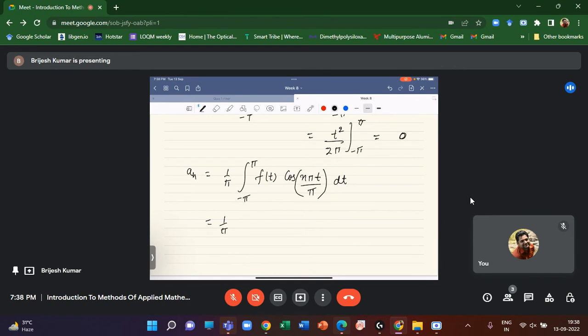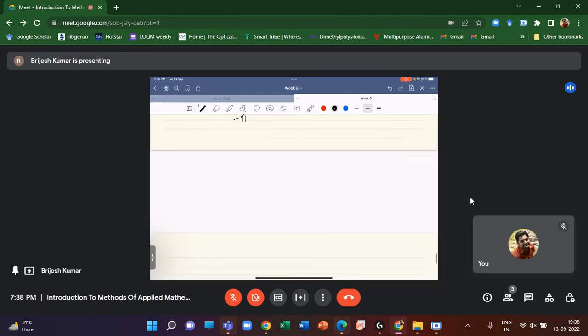So this will go 1 by pi, minus pi to pi, f of t is t, cos n t. Sorry, the pi will cancel out, and t dt. So we just solve this integration. Also, this is an odd function, so the integral will be zero by the odd function property. We need not solve it directly, so this will be zero.